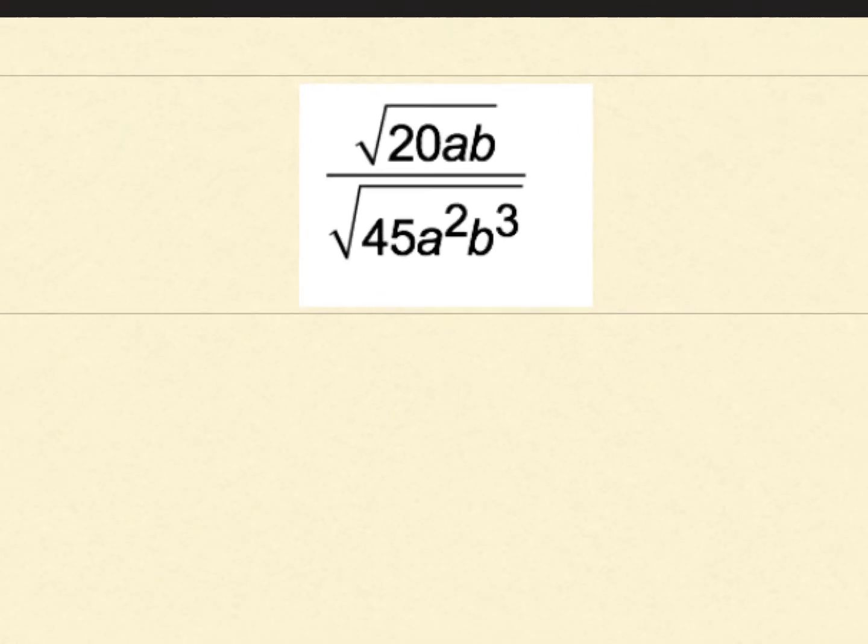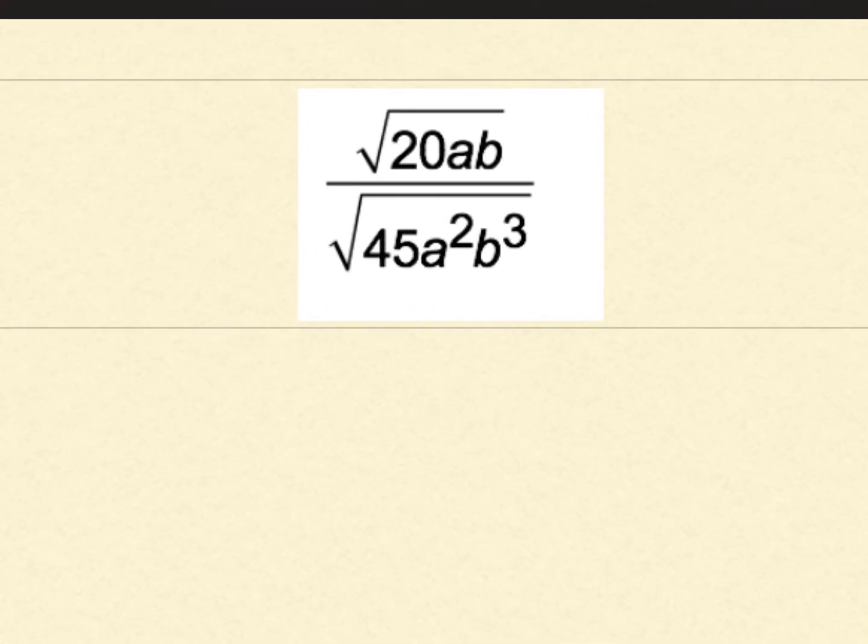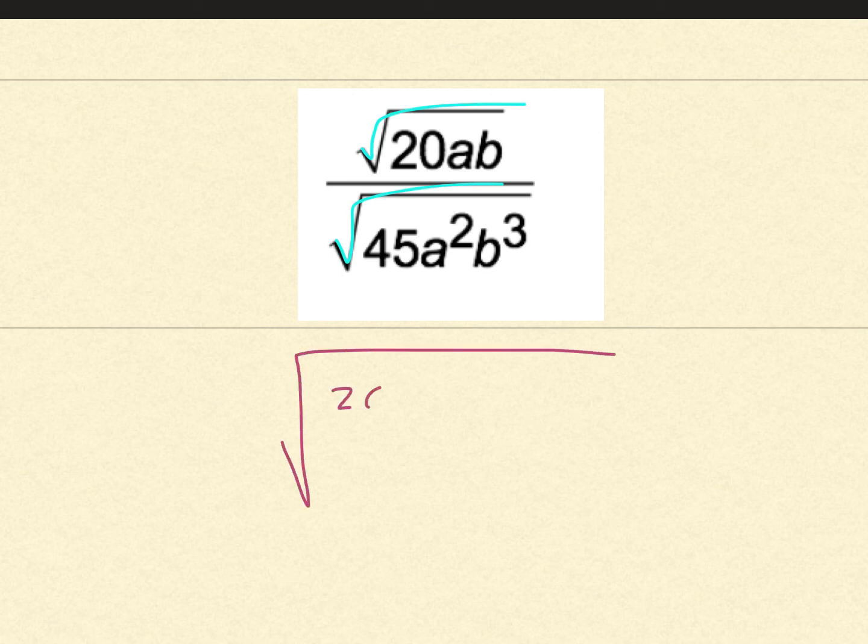Alright, last question. Do we have the same radicals here? Square root and square root? Yep, they're the same. So we can combine everything together under one radical. So we have 20ab on top and 45a squared times b cubed on the bottom.